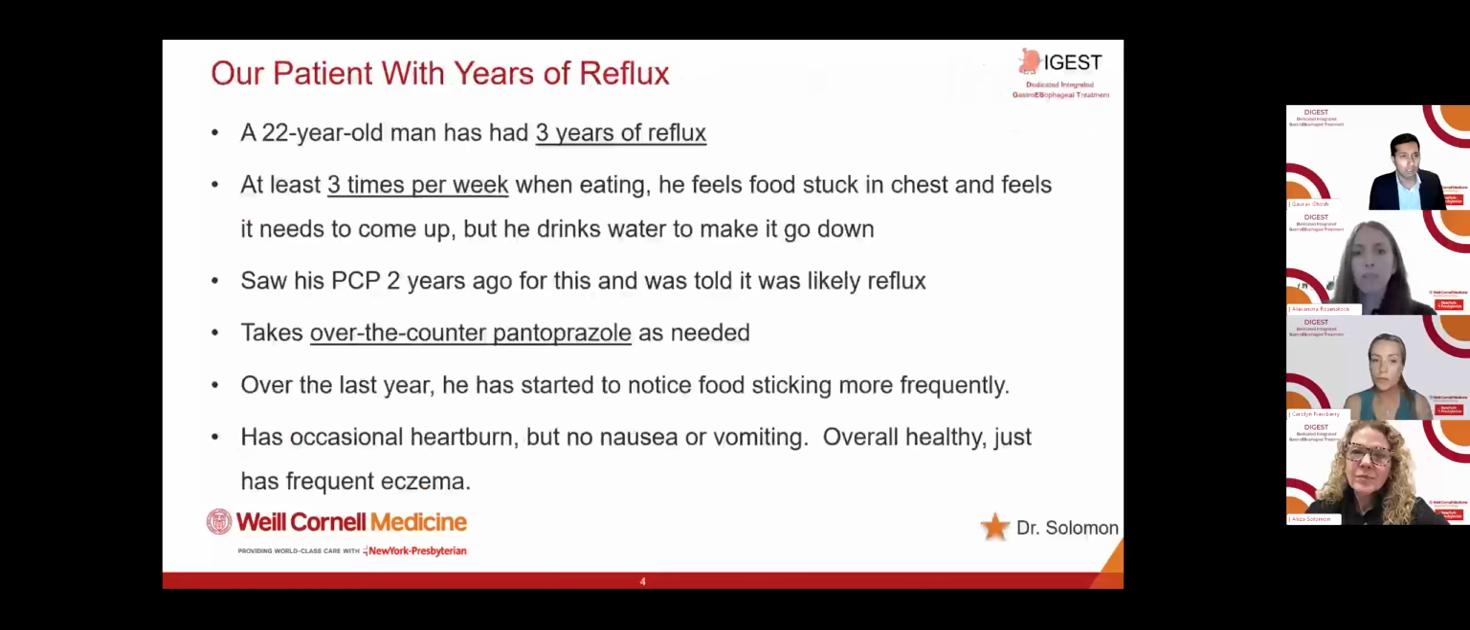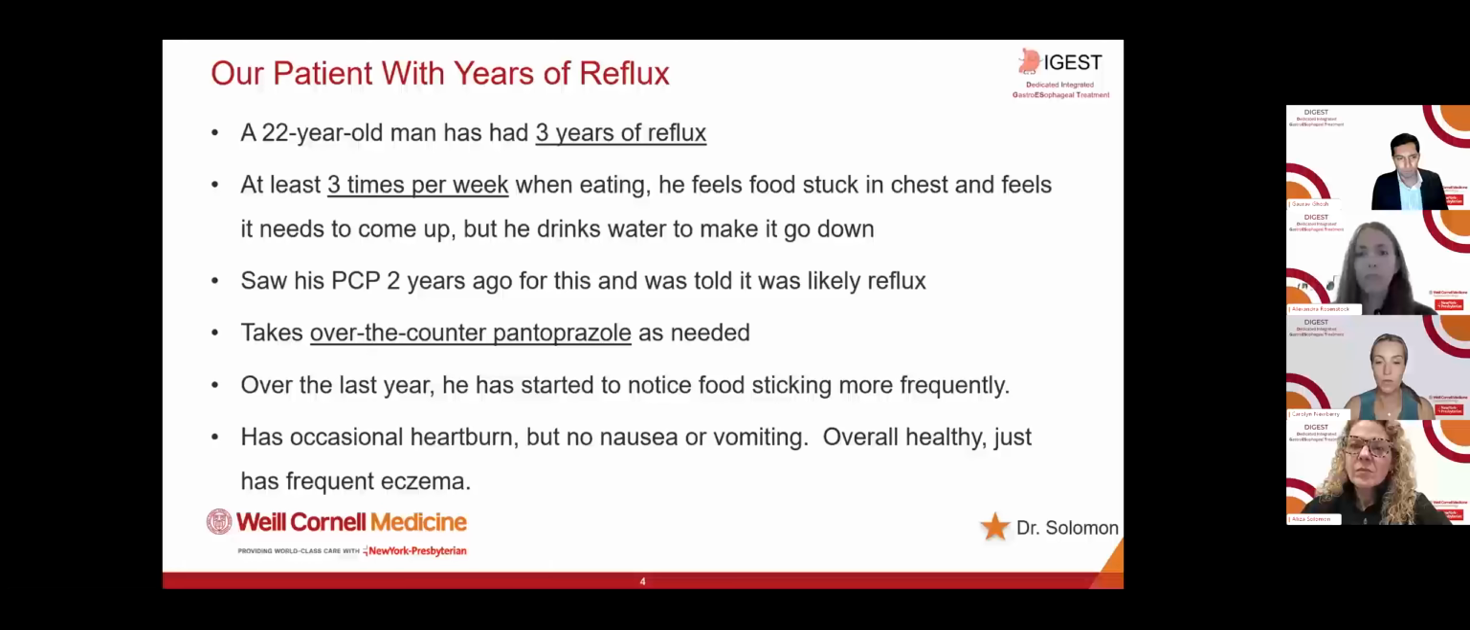So let's get to our patient. So we have a 22-year-old man who has had 3 years of reflux. At least 3 times per week when eating, he feels food getting stuck in his chest and he feels it needs to come up, but he drinks water to make it go down. He saw his primary care doctor a couple of years ago for this and was told it was likely reflux. So as a result, he takes over-the-counter pantoprazole as needed. Over the last year, he has started to notice food is sticking in his chest more frequently. And he has occasional heartburn, but no nausea or vomiting. Overall, he's a pretty healthy guy, just has frequent eczema.